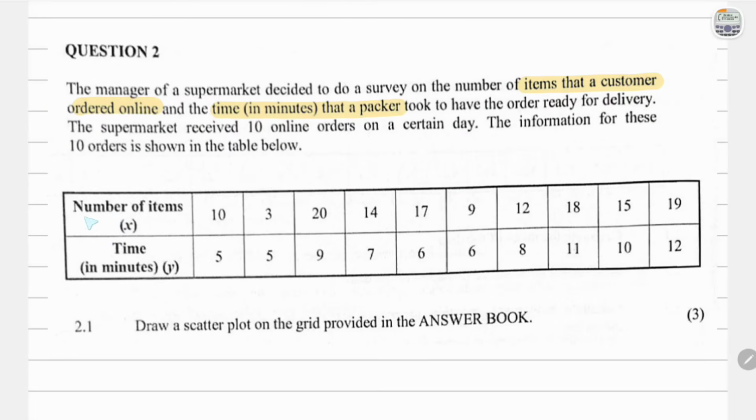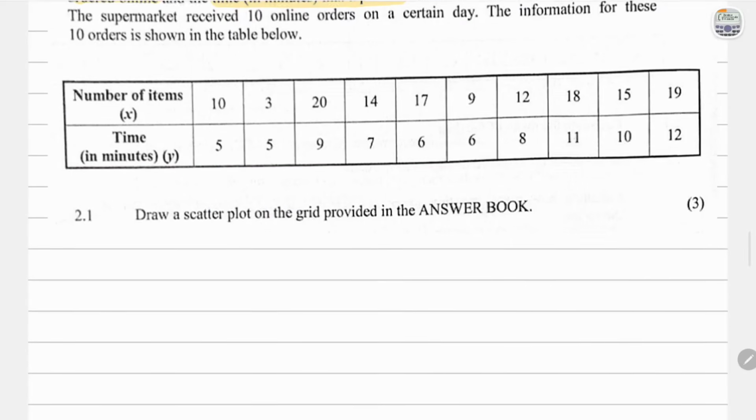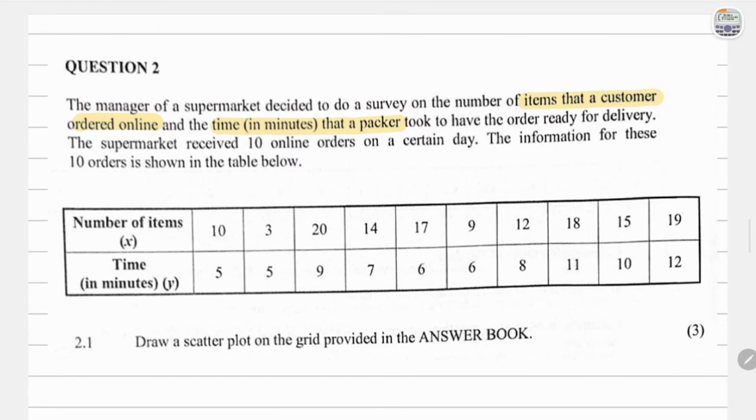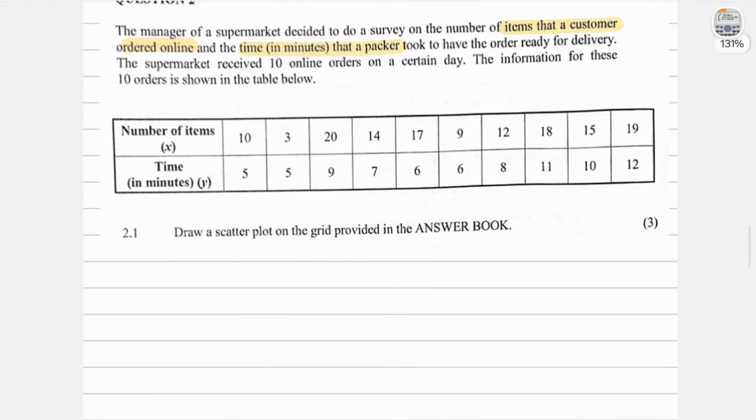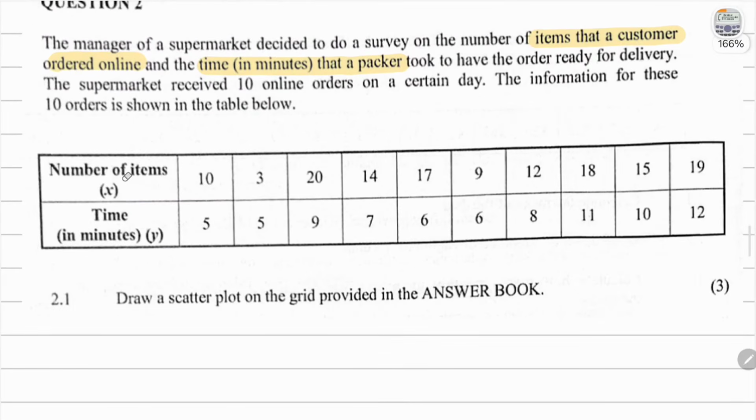So we are given a bivariate data set and they want us to draw a scatter plot on the grid provided in the answer book. I don't have the grid, so I'm just going to draw out this graph. When you are drawing them out, remember these are your x values, these are your y values. Make sure you choose values that are more suitable, increments really, what you're counting in. Choose those numbers based on what would suit these values.